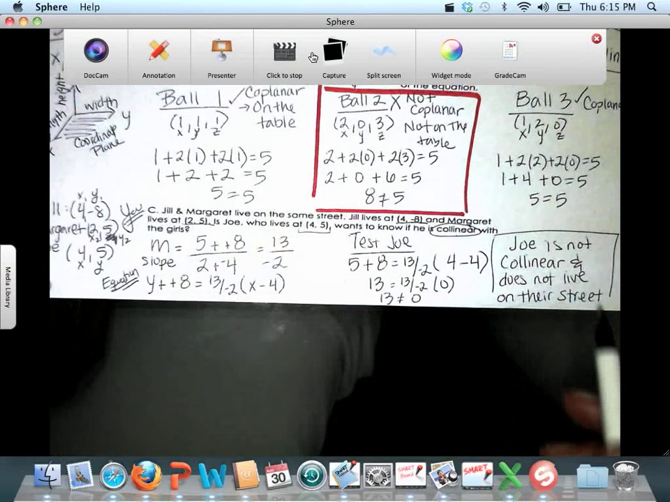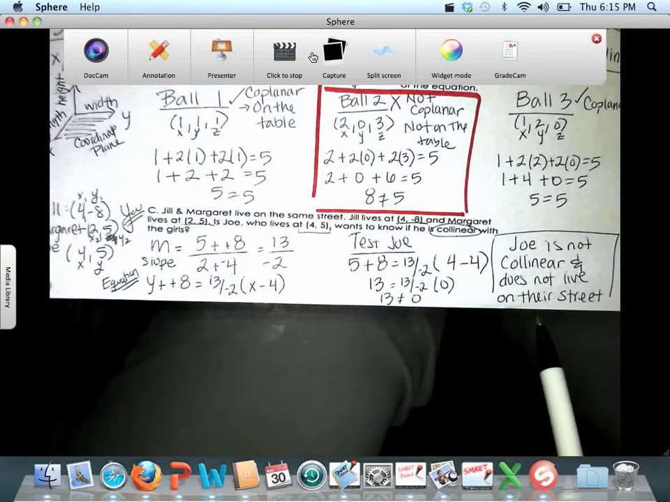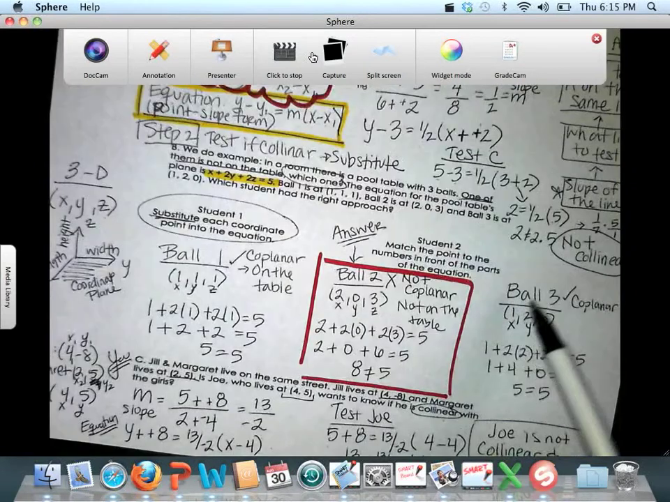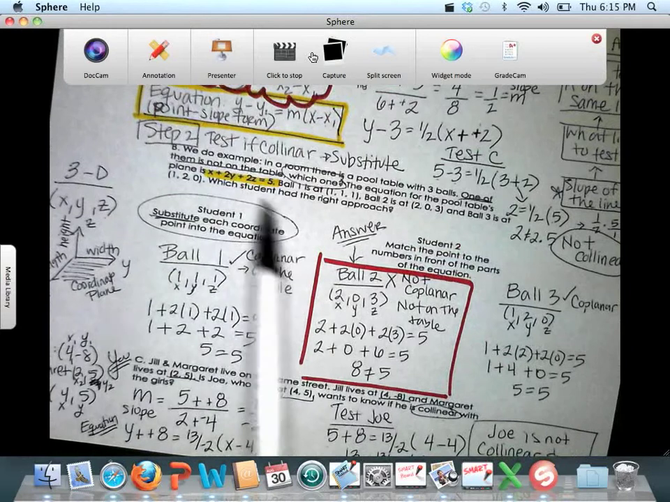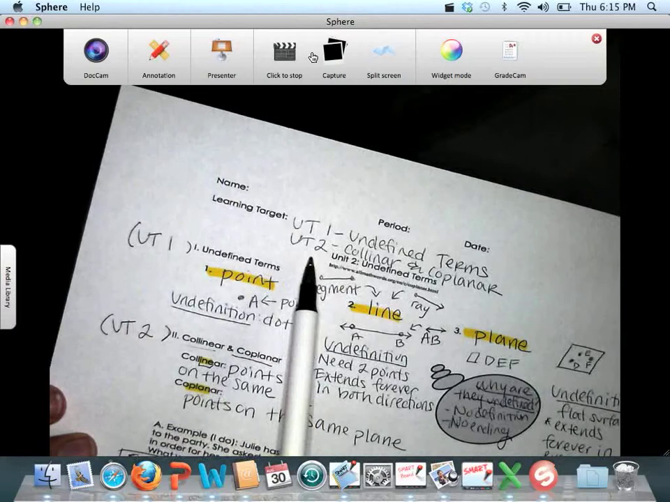So this is, again, a typical problem that you will see. And then sometimes, like this one, they'll give you the equation and you just have to substitute. This is UT1 and UT2.